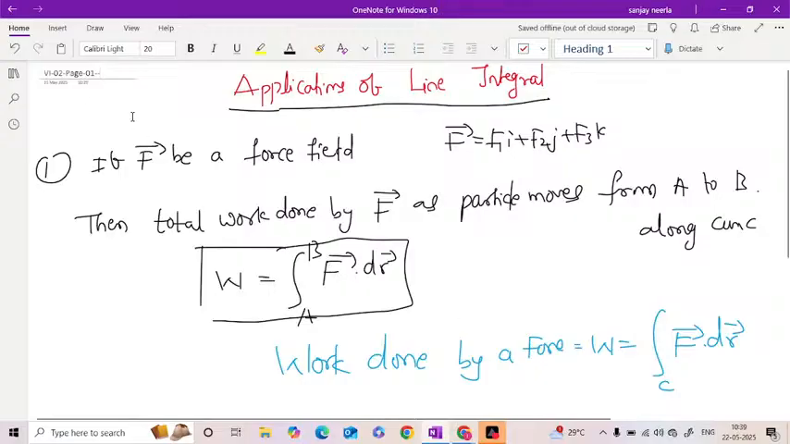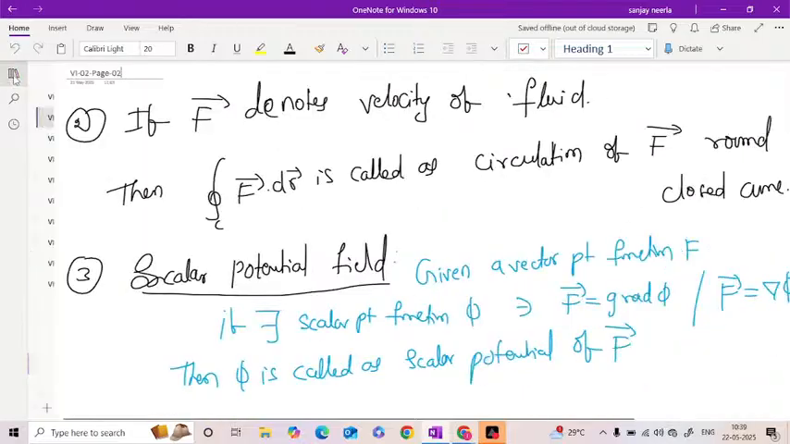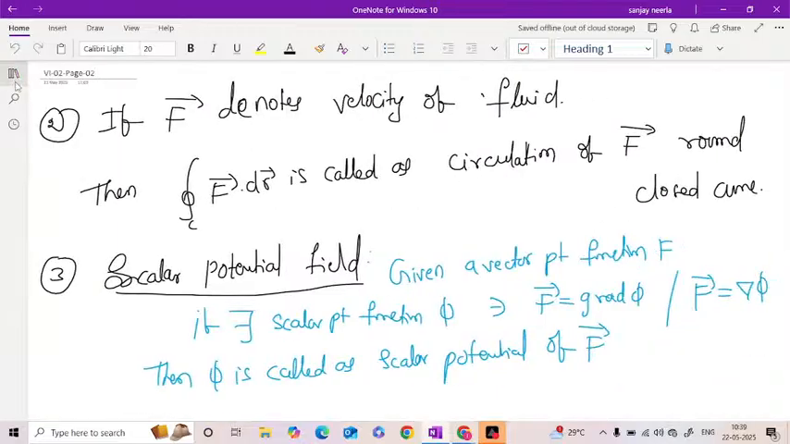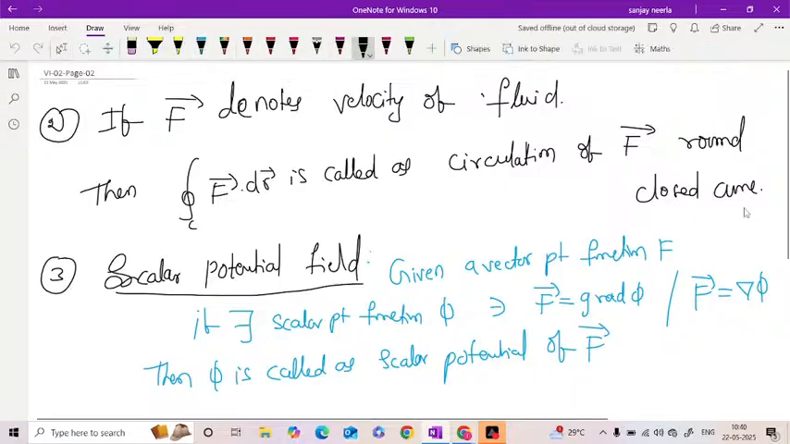So this is the first application, and the second one is: if F denotes the velocity of the fluid, the integral of F dot dr is called the circulation of F around the closed curve C. So closed curve C, here C is missing, so closed curve C. Next one, the third one. I think this one is already over in the previous classes.